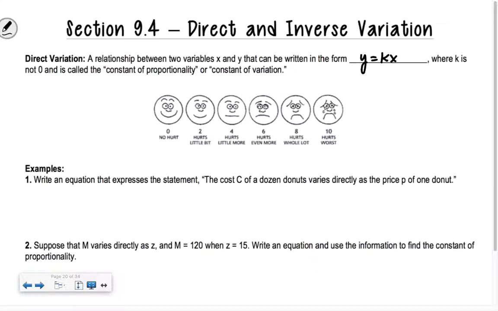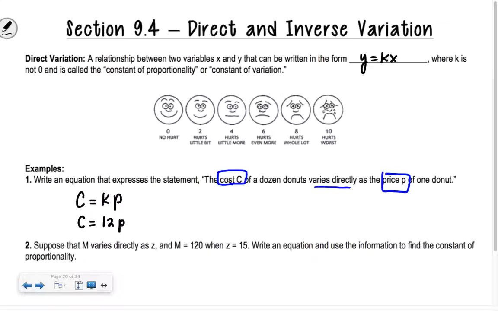So number 1 says, write an equation that expresses the statement, the cost C of a dozen donuts varies directly as the price P of one donut. So C is equal to K times P. Do you guys know what the constant is in this case? So the total cost of a dozen donuts is equal to the price of one times some constant. Well, what would the constant be? It's 12. It's a dozen, right? So it's C equals 12 times P. Usually, though, at donut places, you get a deal if you buy a dozen donuts.